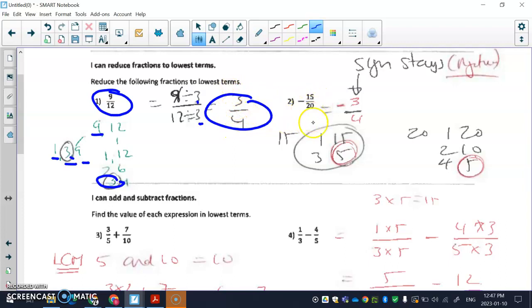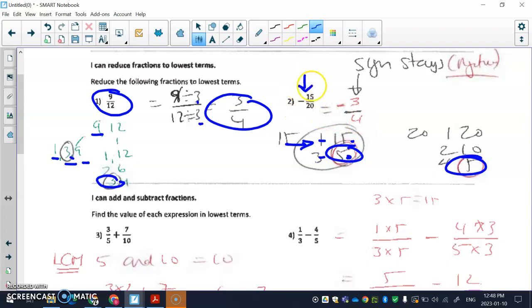Same here, 15. 15 has divisors of 1 and 15, 3 and 5. 20 has 1, 20, 2, 10, 4, 5. And then the biggest number in both of these groups is 5. So you're going to divide by 5. 15 divided by 5 is 3. 20 divided by 5 is 4.